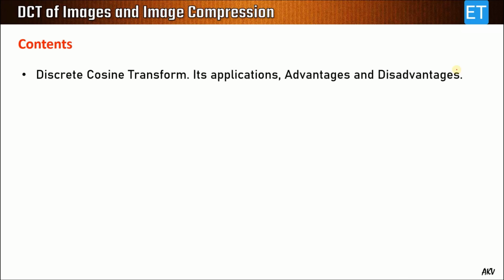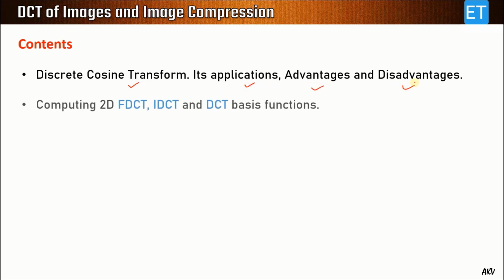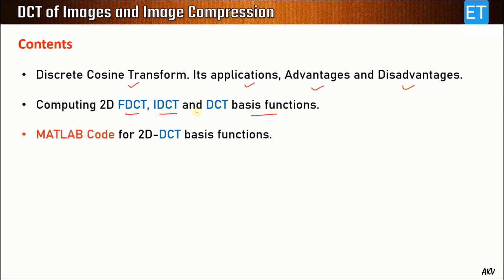Okay, let's see the contents of this video first. First, I will explain what is discrete cosine transform, and then I will highlight its applications, advantages and disadvantages. Then I will explain how to compute the two-dimensional forward DCT and inverse DCT, and how we can compute the DCT basis functions. After that, I will explain one MATLAB code that will generate the two-dimensional DCT basis functions.